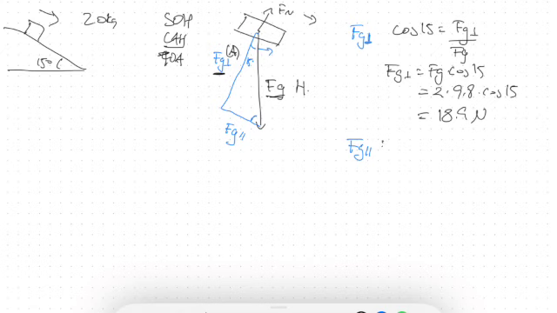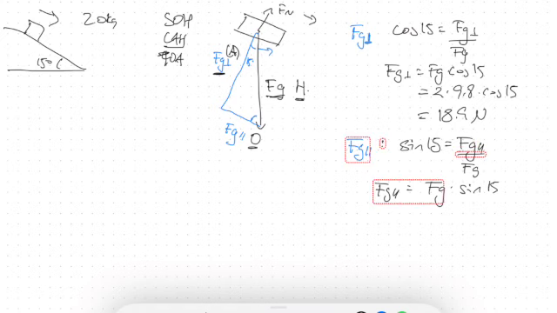And I'm going to use what? This is the opposite, and I'm going to use the hypotenuse. So I use sine. Sine 15 equals force of gravity parallel over force of gravity. Force of gravity parallel equals Fg times sine 15. So that is 2 times 9.8 sine.